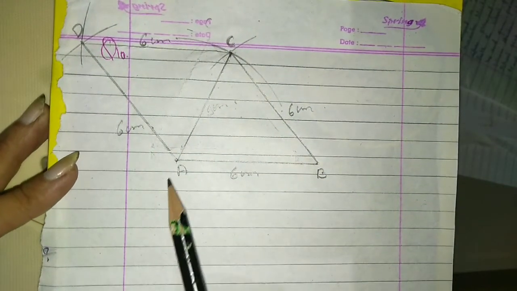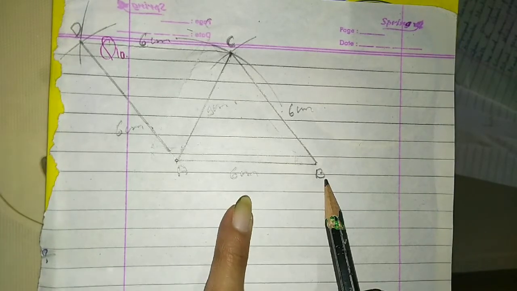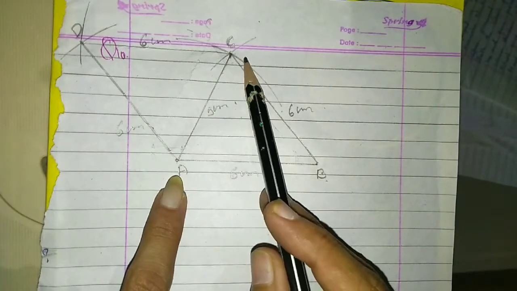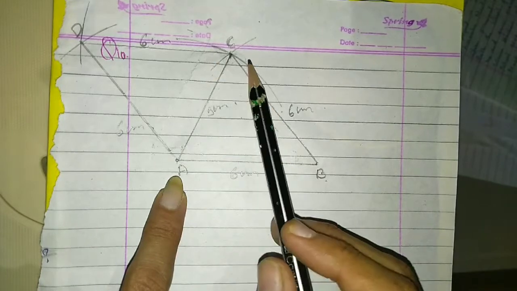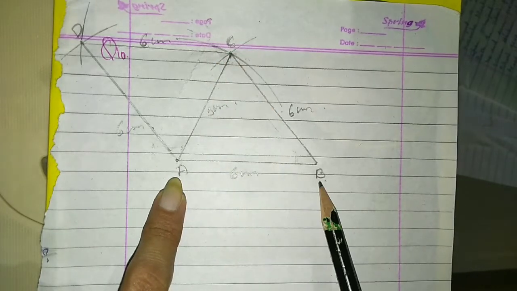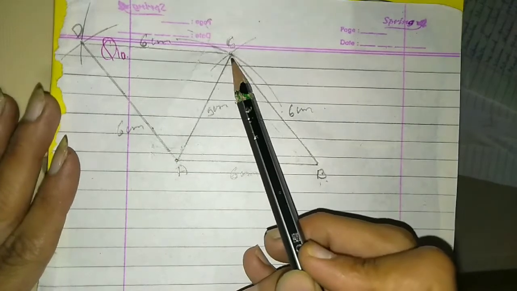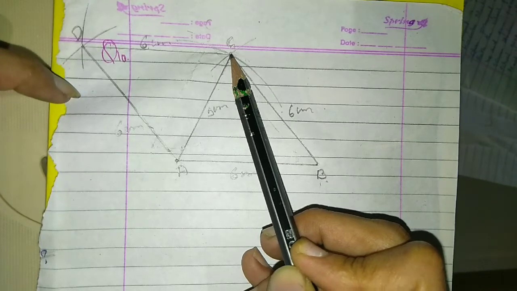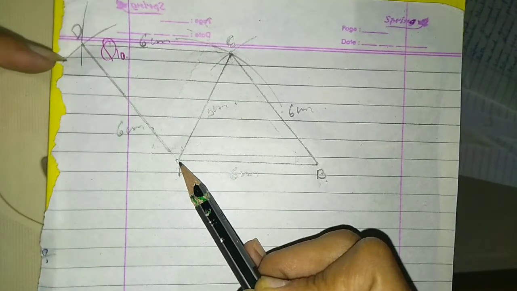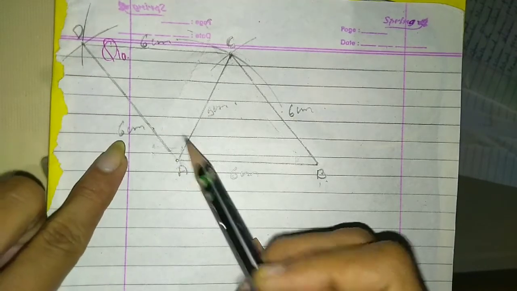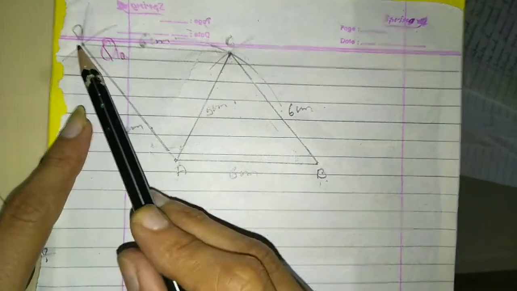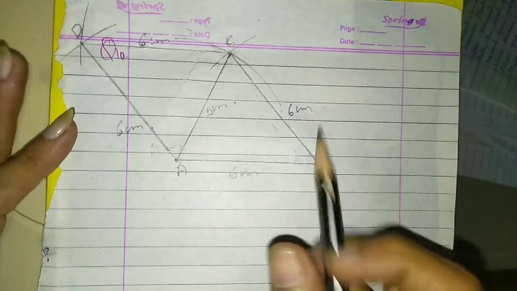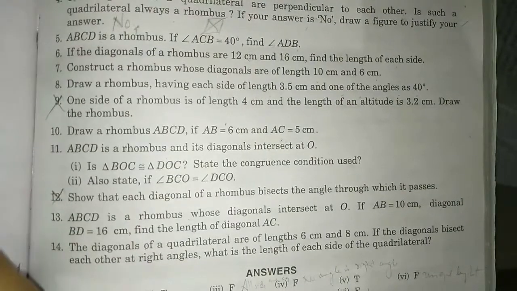Okay, first what we had done, with the scale we had drawn 6 centimeter AB. Then with the rounder we had drawn this arc, first 5 centimeter, then the 6 centimeter arc, then connect AC and BC. Then with the rounder we had drawn this one arc which is 6 centimeter, and from point A also another arc, cutting the arc with 6 centimeter. So then join AD and DC. So it forms the rhombus.